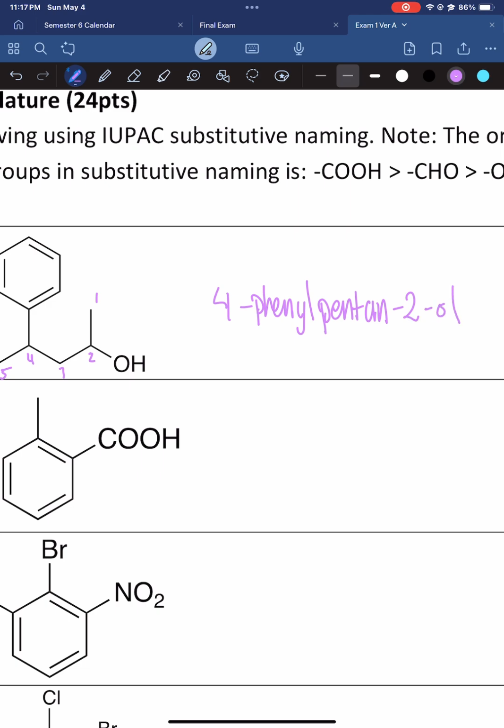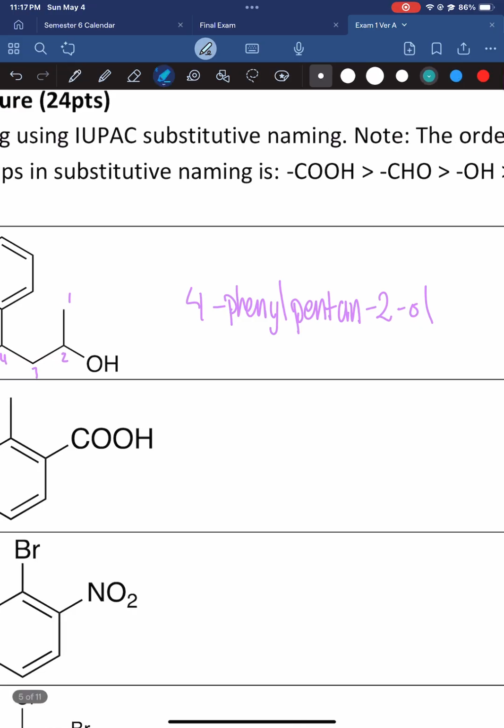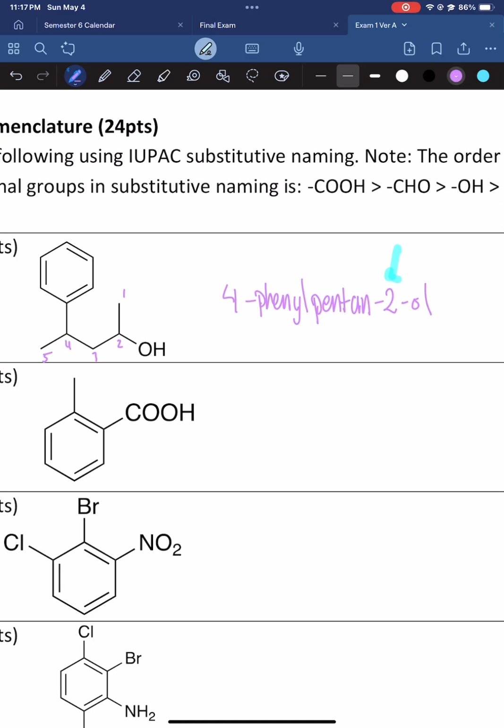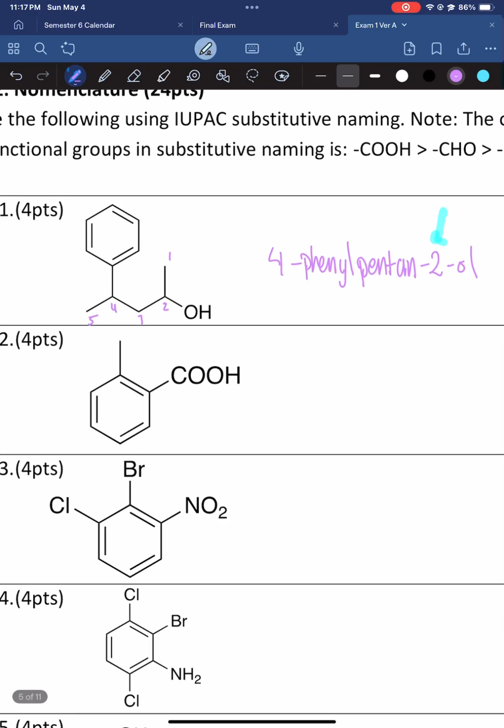4-phenylpentan-2-ol. And a cool trick to make sure that these namings make sense is if you remove this number here, can it still make sense when you say it out loud? 4-phenyl pentanol, which does make sense. It sounds correct, so you can just stick the 2 back in there if you guys want to double check. Let's look at question number 12.